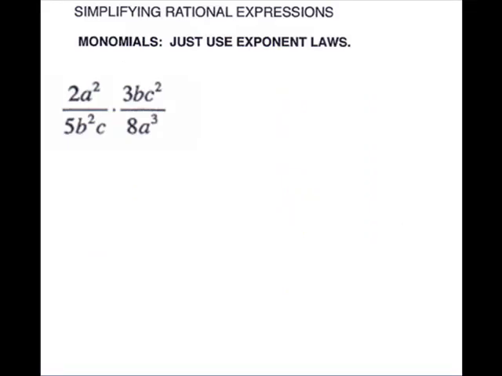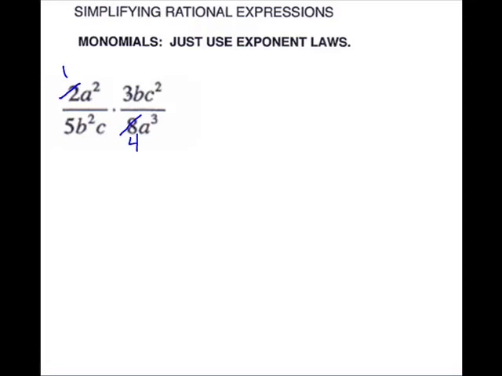We're simplifying rational expressions. For the first couple of problems, they just give us monomials. And for just monomials, you will just use exponent laws. So I'm multiplying two fractions here. I can cancel on the diagonals. So I'm going to go ahead and divide out my 2. 2 will go into 2 one time, and 2 into 8 will go 4 times.